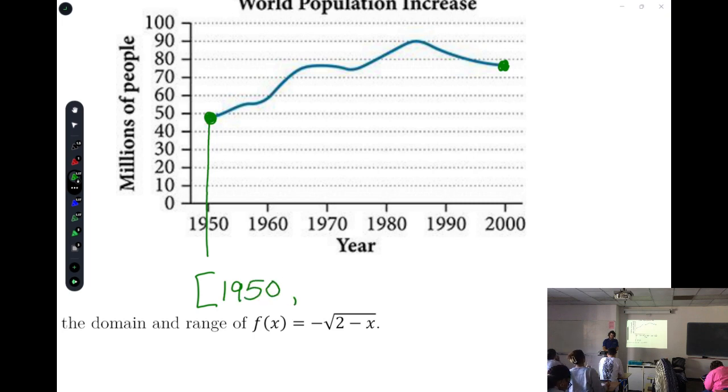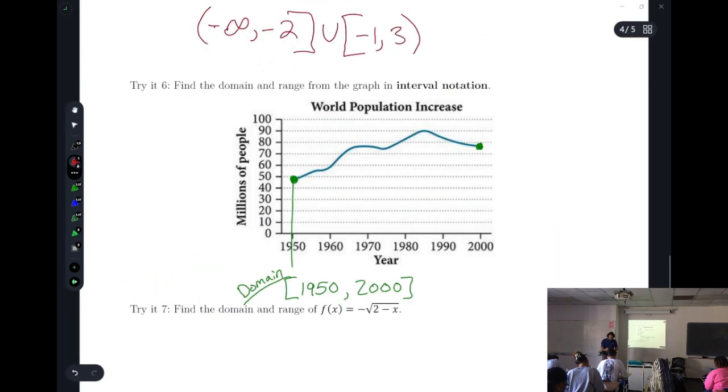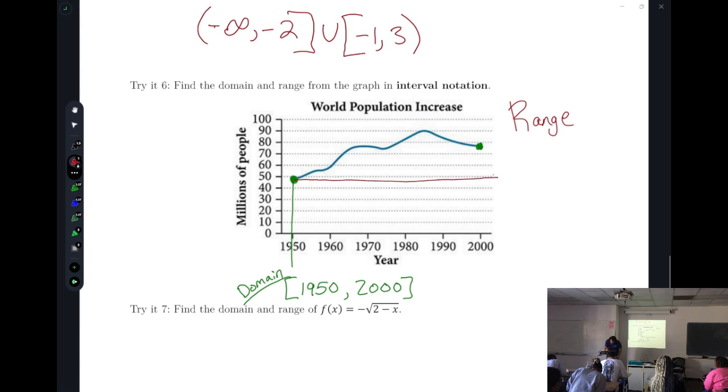1950, and what's the furthest one? 2000. Okay, that's a great domain. That is all of the years that this graph talks to us about. That is, what could X be? Now the range is a little different. What's the tiniest range or the lowest range? It looks kind of like 49, doesn't it? I don't think it's 45. I do too.